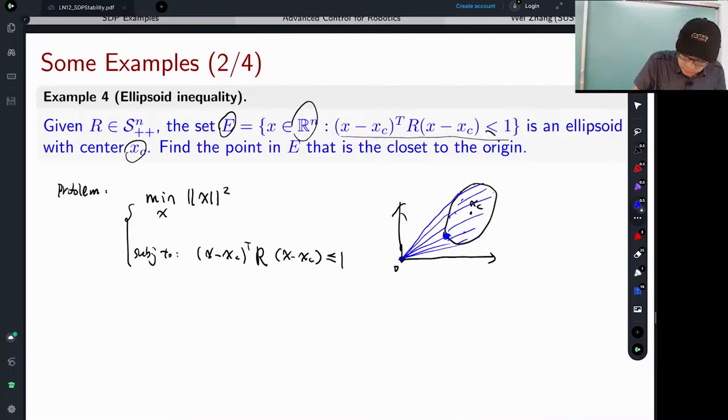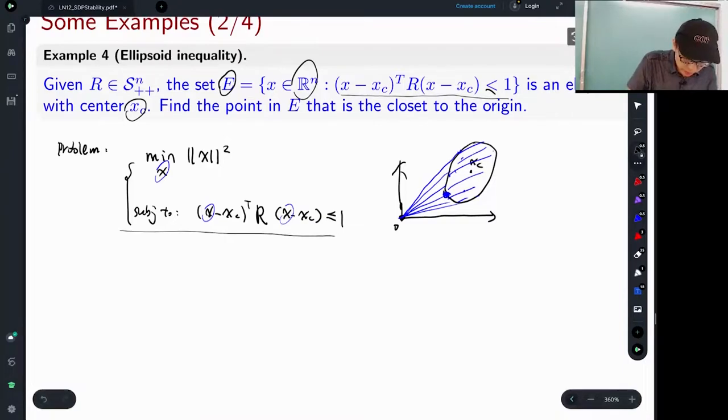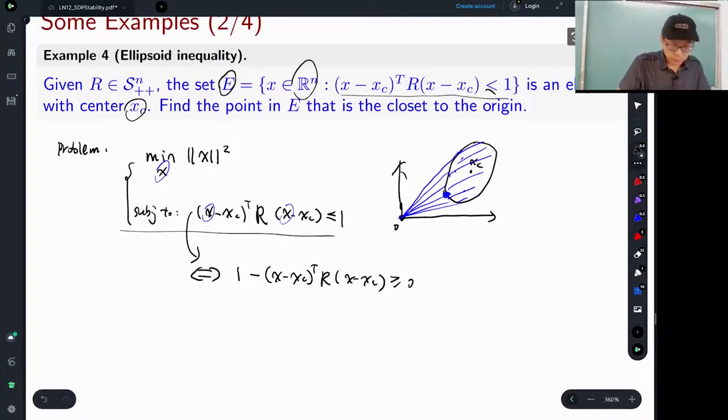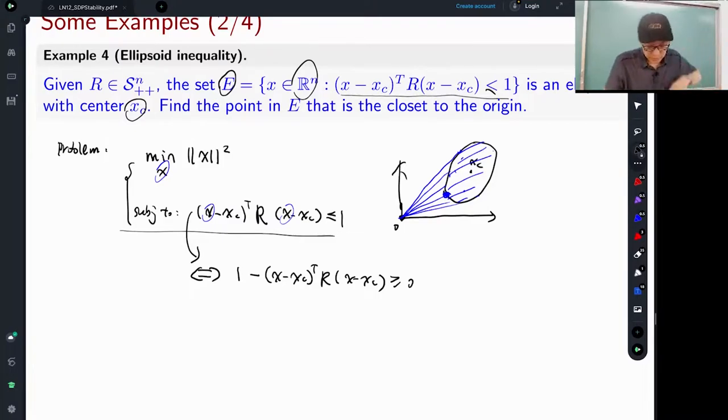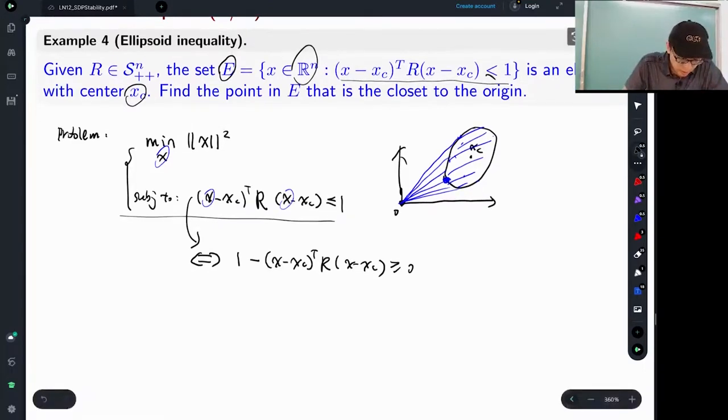So far, the optimization variable is x, right? It actually is, but we need to change the way it looks. So this inequality constraint is equivalent to one minus this, which is a scalar, right? After the quadratic form, it gives you a scalar value. This guy is bigger or equal to zero. Okay, any questions? But it's not linear with respect to x. It's quadratic with respect to x. What we should do? Schur complement lemma.